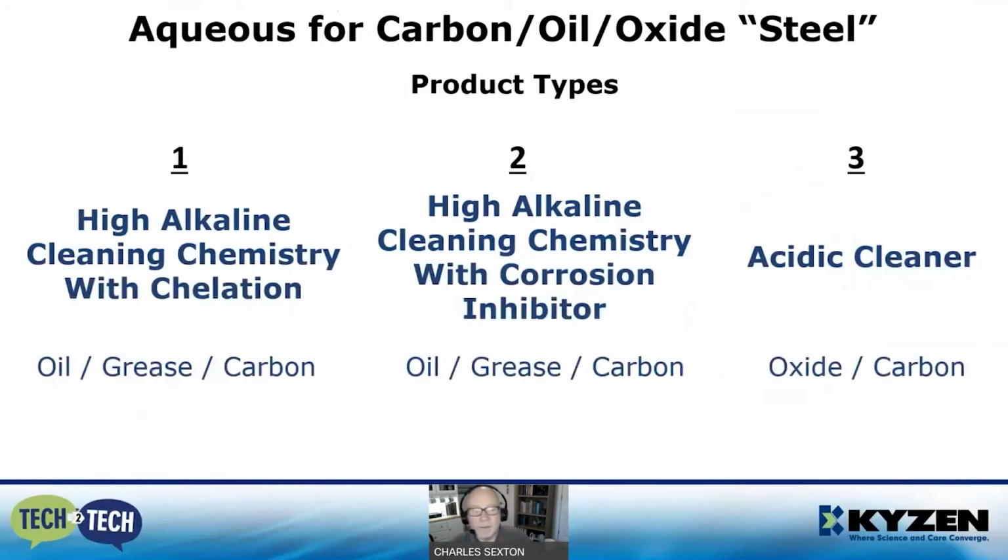The difference between aluminum and steel, again, is the chemistry that we use. With steel, we use a high alkaline cleaning product that contains sequestrants or chelators to remove oil, grease, and carbon. The second type of product we use is a somewhat similar product, but one that's heavily fortified with corrosion inhibitor, so we protect the steel.